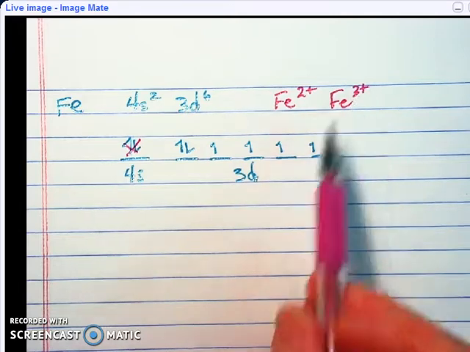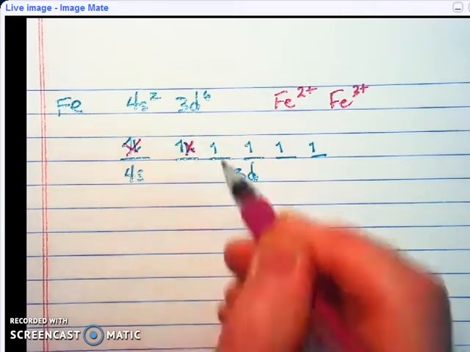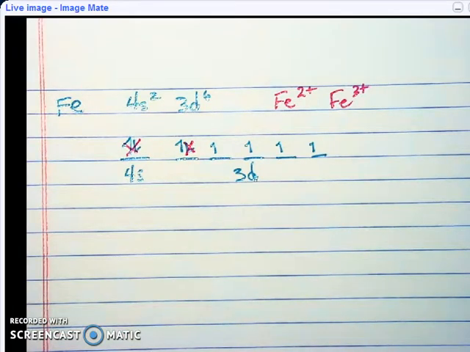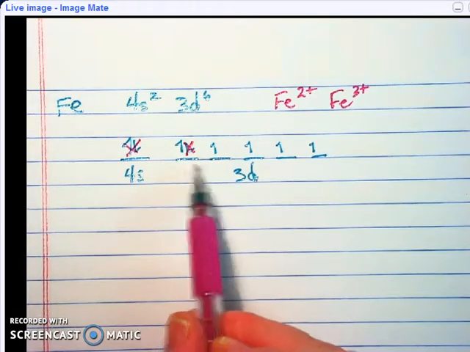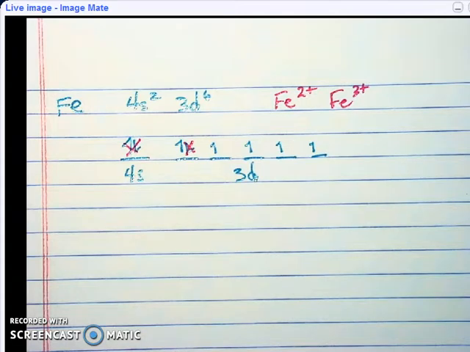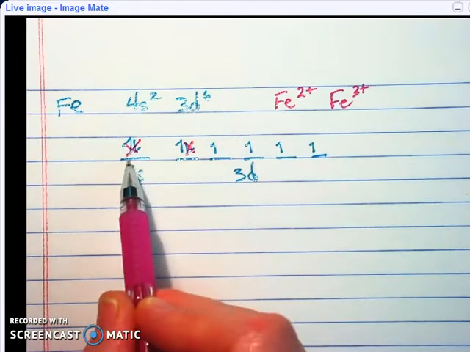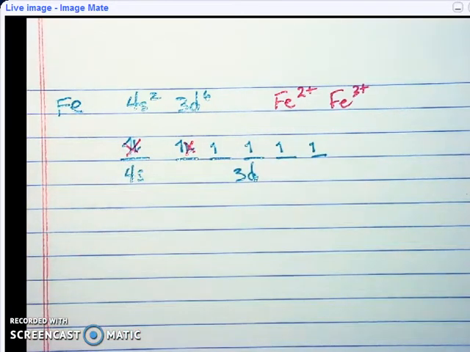When it wants to become the 3+, it will get rid of this last one so that each of the d orbitals have 1. And we say that it has more of a stable arrangement when they all have 1. You could talk about it's got a lower energy, potential energy, whatever the case is. I'm just trying to show you how it could have either a +2 or a +3. You don't need to be able to duplicate that. I'm just so that you understand what the reasoning is behind that.